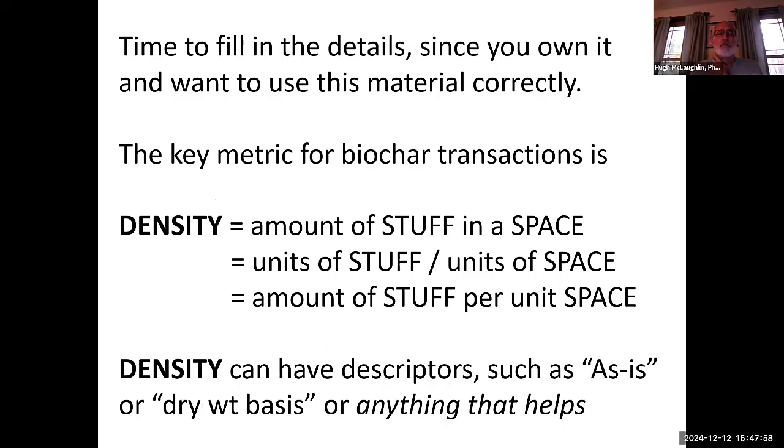I want to introduce a concept that is pivotal to biochar. It is density. Density is a very broad concept. It's basically how much of something is in some other unit of measure of that something. So it might be weight per unit volume. It might be amount of stable carbon per truckload. It can be whatever you define it as, but it is the key relationship that lets you go back and forth between volume and weight of the material.